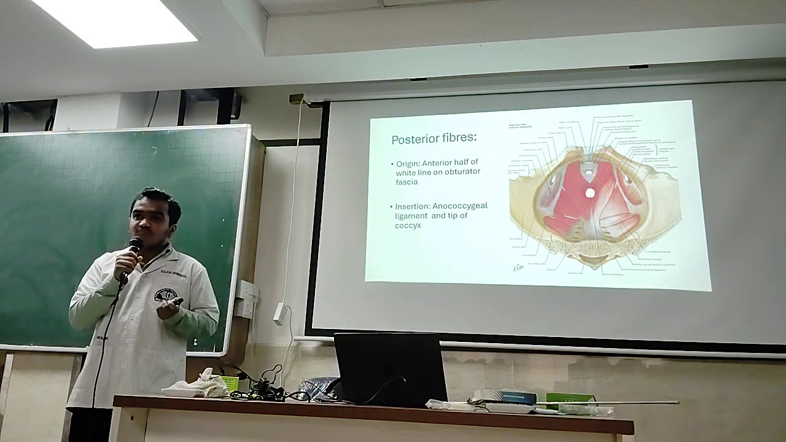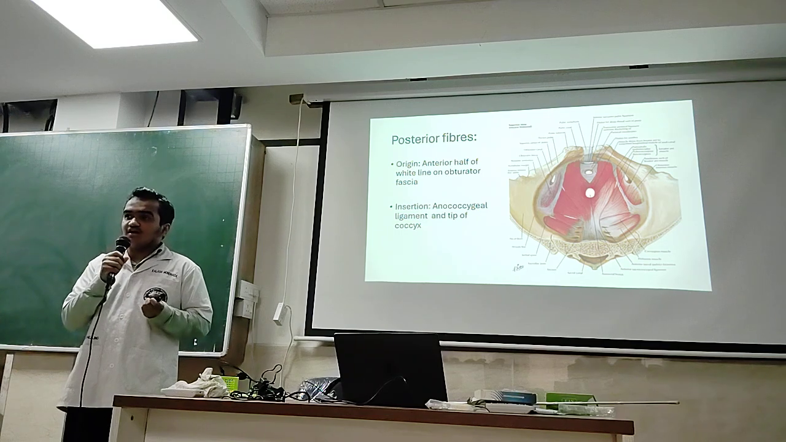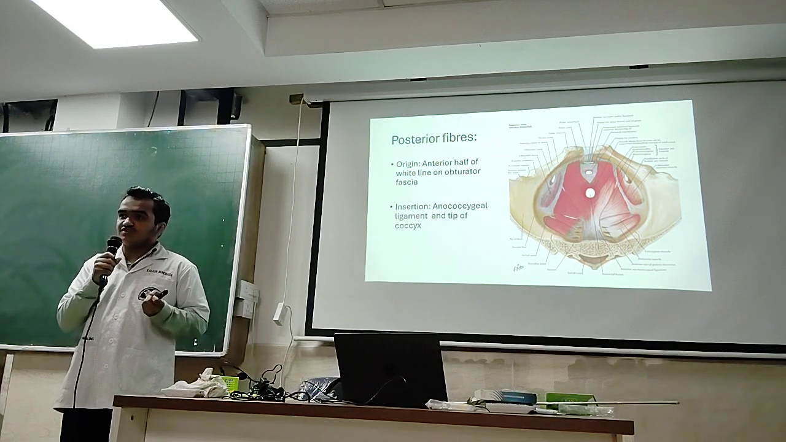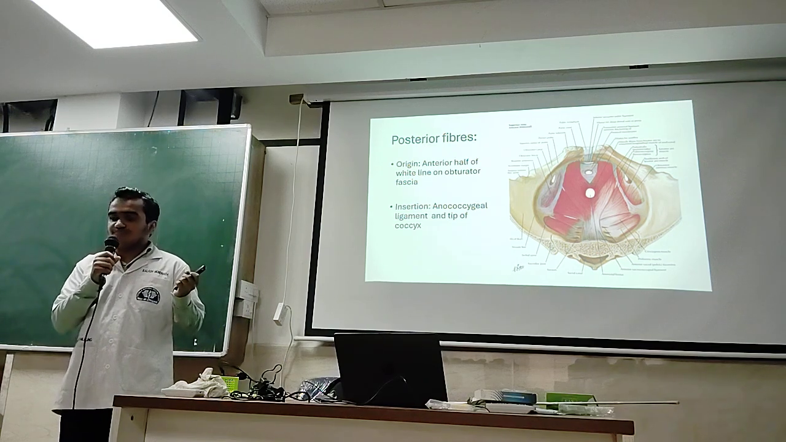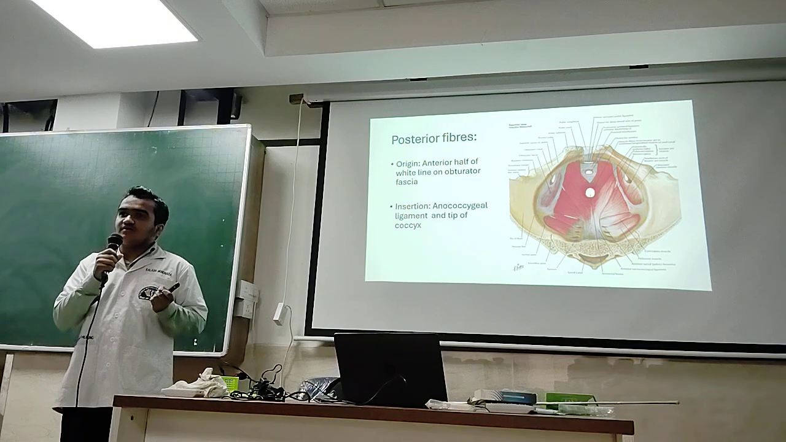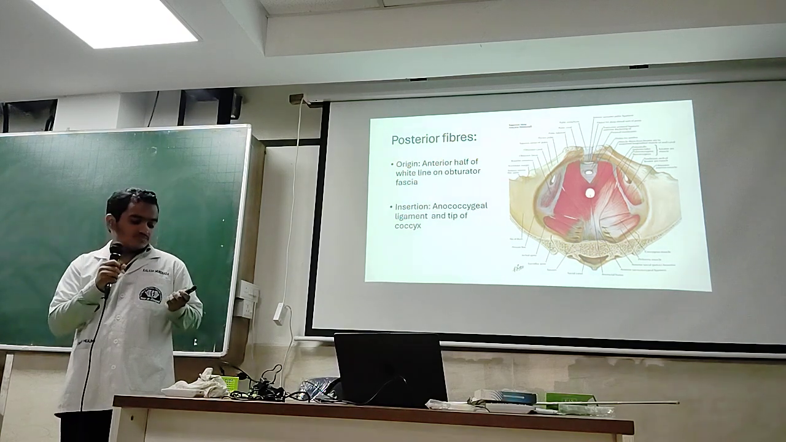Talking about the posterior fibers, they originate from the anterior half of the white line of the obturator fascia. This white line is a tendinous arch, and they insert on the anococcygeal ligament and the tip of the coccyx.